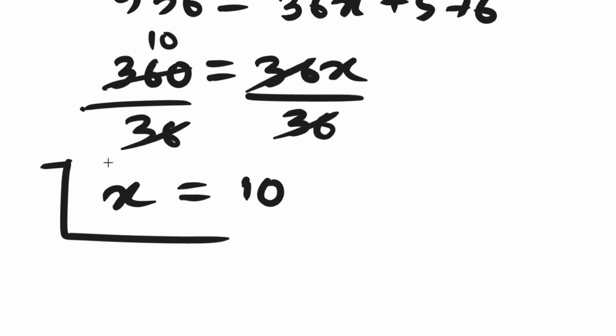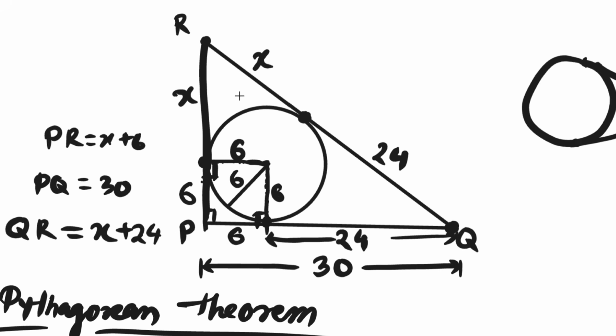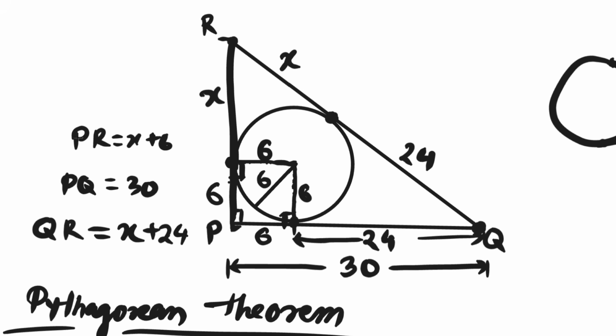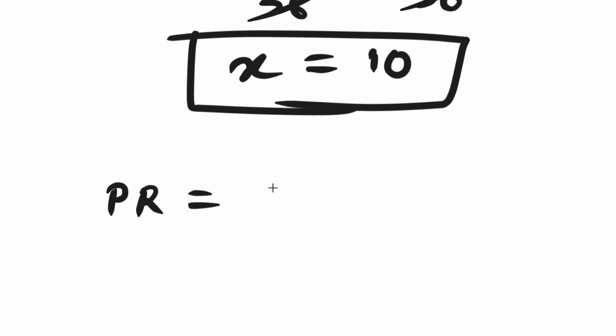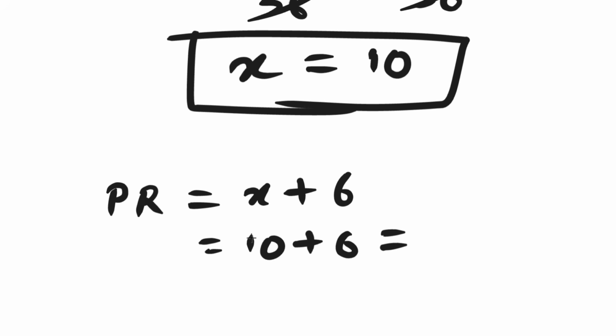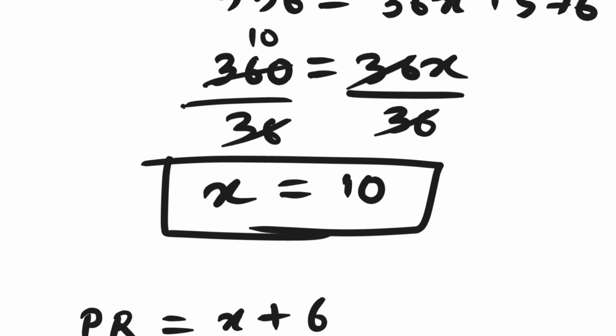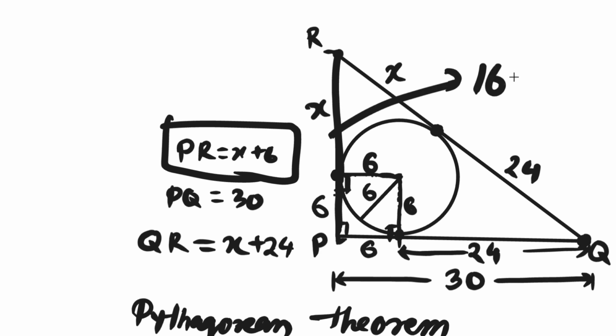We're almost finished, but remember the question asks for the total height of the triangle, not just X. From earlier, we established that the height PR equals X plus 6. So now we're going to substitute X equals 10. That gives us height equals 10 plus 6, which equals 16 units. So the height of the right triangle is 16 units.